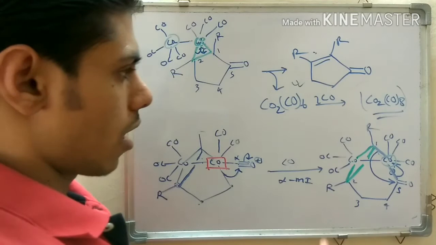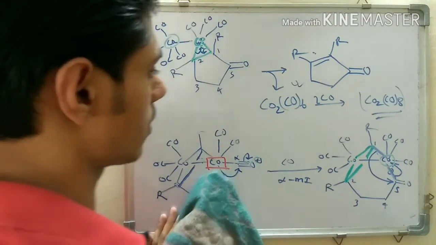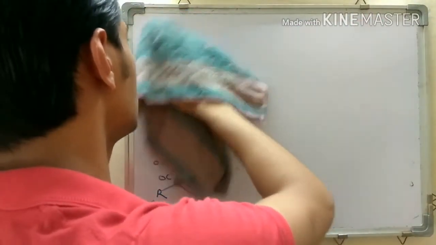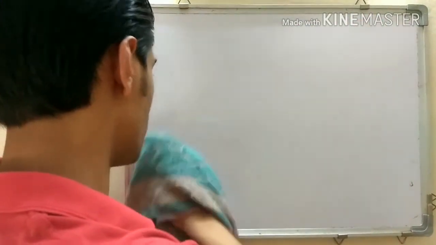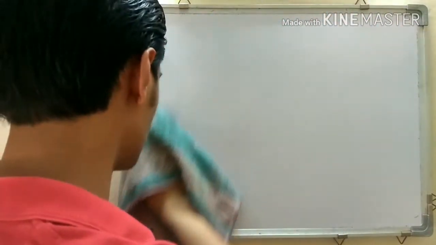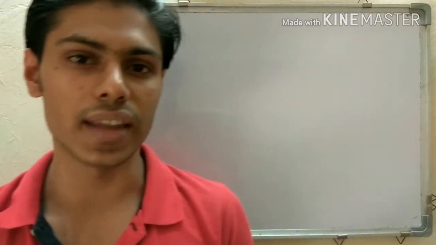Now I will tell you about the regioselectivity of the reaction. So actually I can tell you the regioselectivity of the reaction, but that will make the video very long, and I am not going to do that. I will discuss some more examples of the Pauson-Khand reaction in the next video, and the examples which came in the CSIR exam also, the stereoselectivity and regioselectivity.